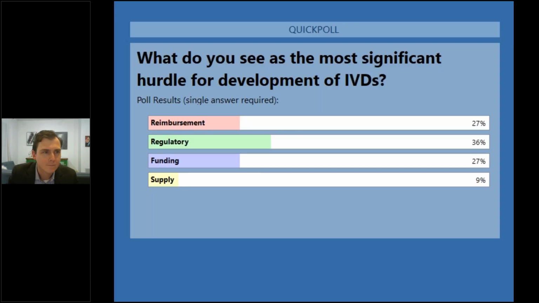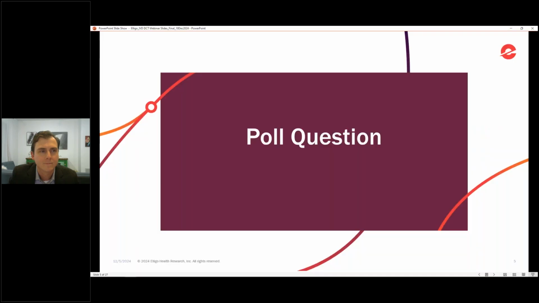Okay, let's take a look at the results here. In our audience, 27% chose reimbursement, while 36% chose regulatory. Another 27% of our audience chose funding, with only 9% choosing supply. So that's 27, 36, 27, and 9%. Thank you very much, everyone, for participating in our first poll question.